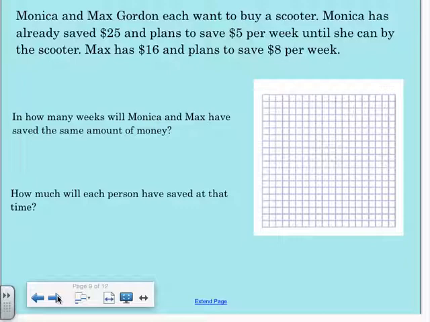Ooh, and we will throw in a word problem. This is probably going to take the longest part of this. Monica and Max Gordon each want to buy a scooter. Monica already saved $25 and plans to save $5 per week. Max has $16 and plans to save $8 per week. Reading the questions, per week is a strong indicator: x equals number of weeks.